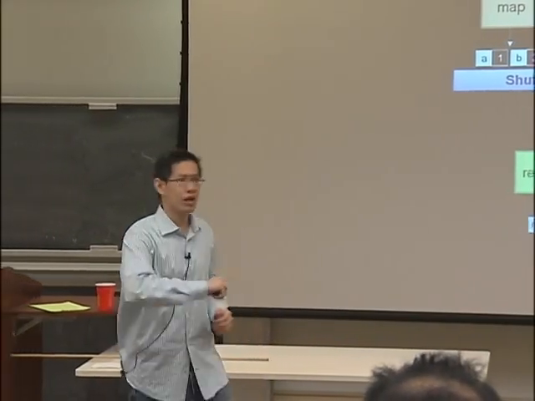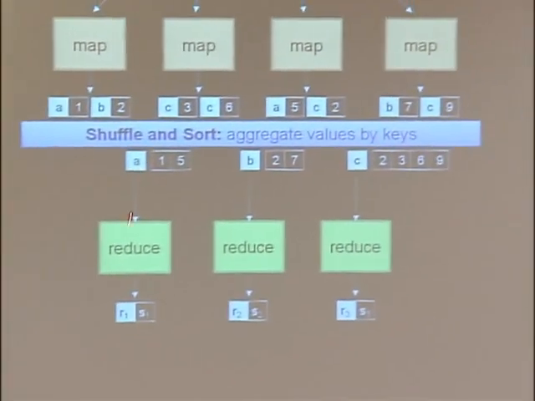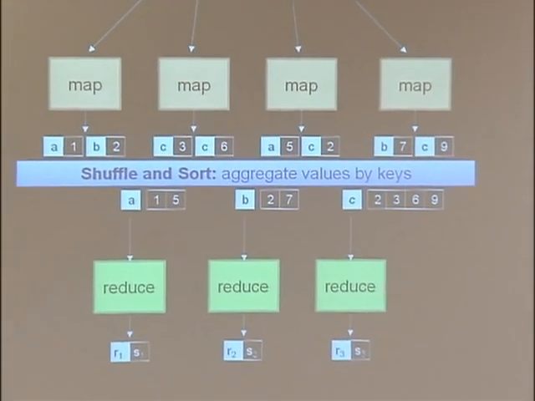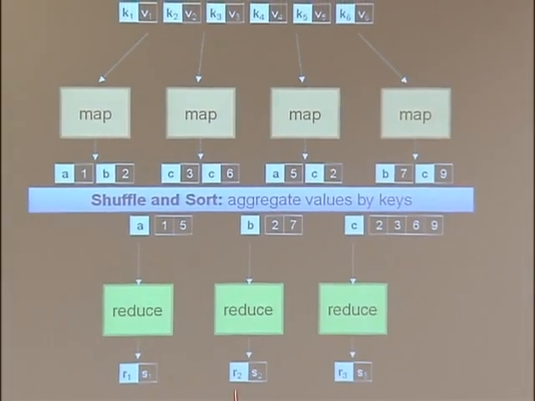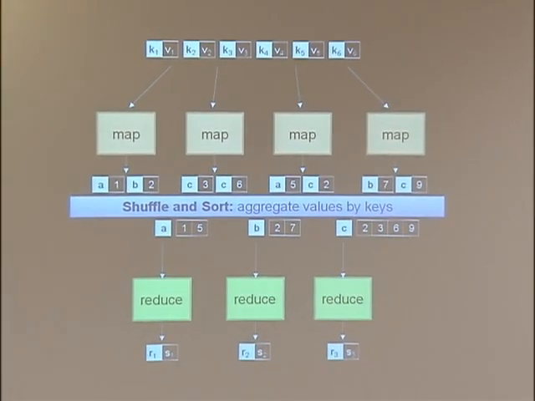Okay, as I mentioned in the previous slide, the partitioner is a function that decides where each one of these key value pairs go. The partitioner says, okay, A goes here, B goes there, C goes there, by taking the hash of a particular key and then modding it by the number of reducers in the cluster.